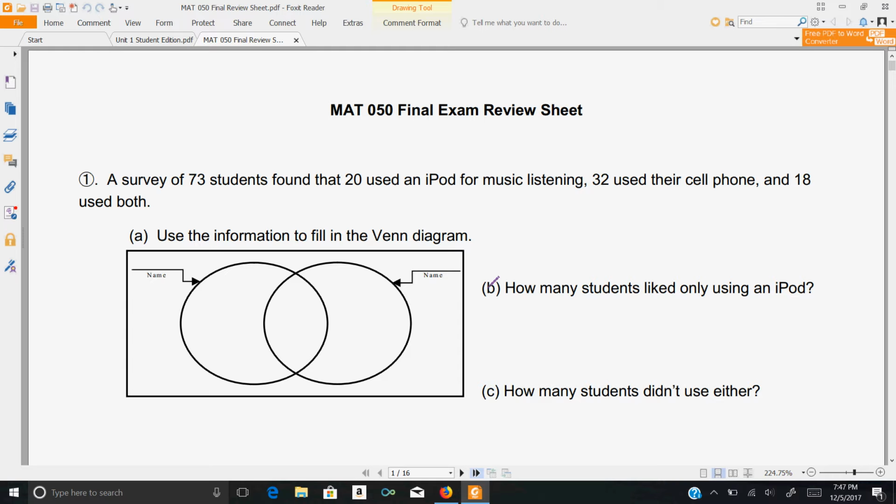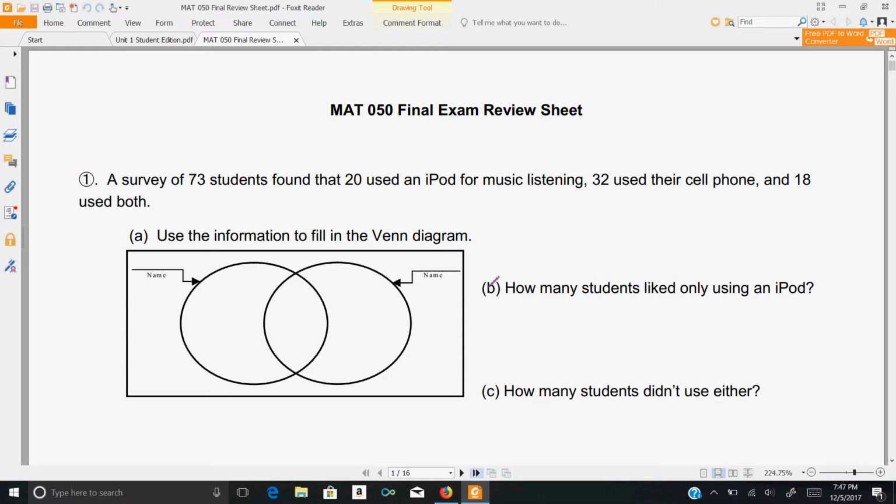So, question 1, one of the important questions for the test. A survey of 73 students found that 20 use an iPod for music listening, but it doesn't say they only use an iPod. 32 use their cell phone, but it doesn't say they only use their cell phone. And 18 use both. So I'm going to do question B and C first. That will actually help me do question A.